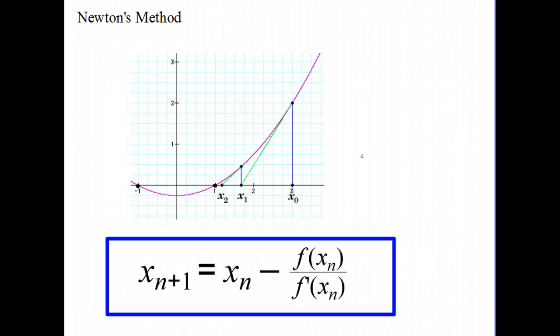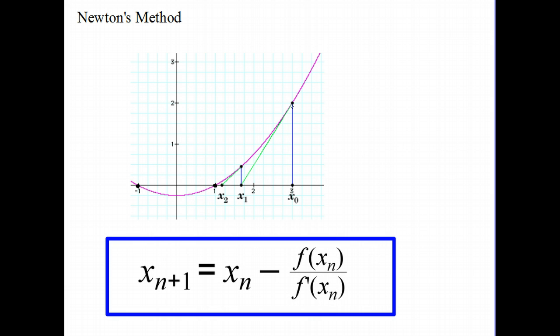For instance, we know linear functions we can solve easily. Quadratic functions we can solve easily using the quadratic formula. But things like cubics, we don't have a general form to solve every cubic under the sun, or any quartic or quintic or any higher order polynomial. So Newton came up with this method.